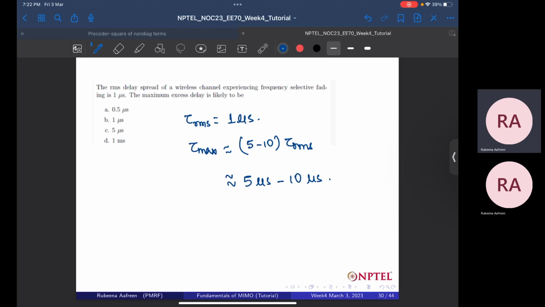You see the options. All the other options are very small. So the correct answer should be C, that is 5 microsecond. It says likely to be because the range is very varying. This will depend upon the propagation environment.